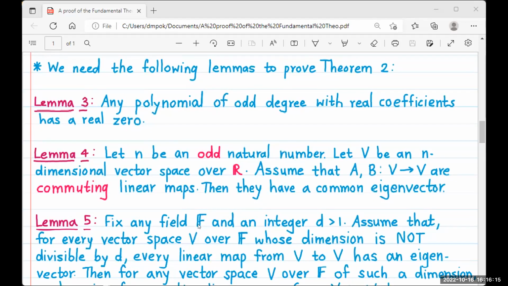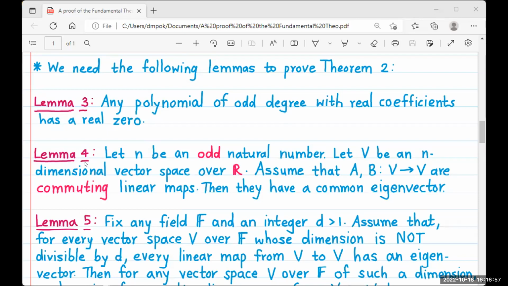For example, if you take the field to be the real numbers and the integer d to be 2, then what will be the situation? You will have an odd dimensional real vector space. So its characteristic polynomial will be of odd degree, and by lemma 3, that polynomial will have a real zero, and that will be an eigenvalue of our linear map on a real vector space of odd dimension. So it will have an eigenvector. So you have something similar to lemma 4.